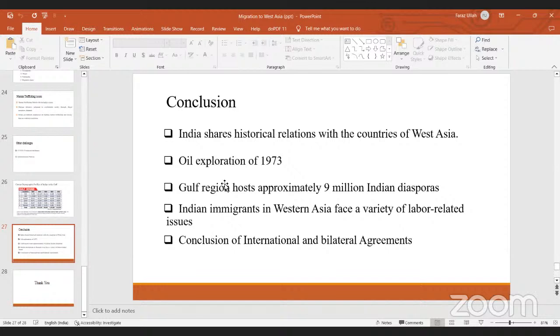That has not only improved the living standard of their families back home, but has also helped the Indian economy through remittance transfer. Currently, the Gulf region holds approximately 9 million Indian diaspora. The Indian immigrants in West Asia are also facing some labor-related issues, for which the government of India has been concluding international bilateral agreements to address these issues.